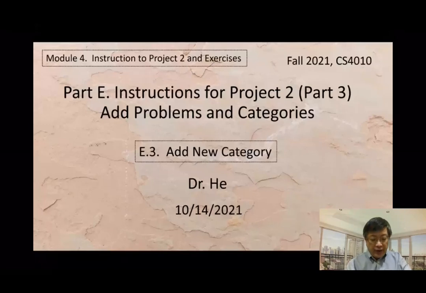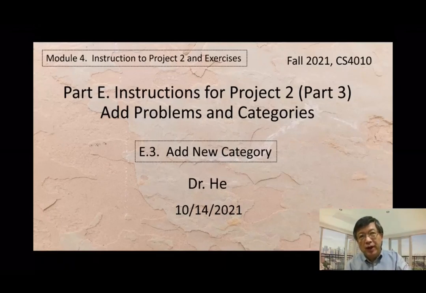Part E.3 Add New Category. This part is quite similar to E.2. We just make similar modifications in several places. All right.